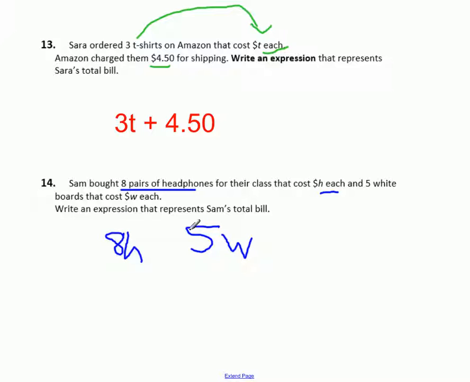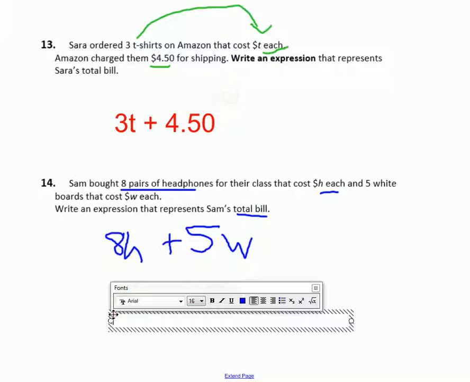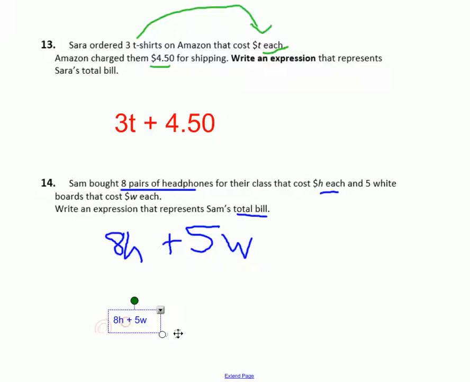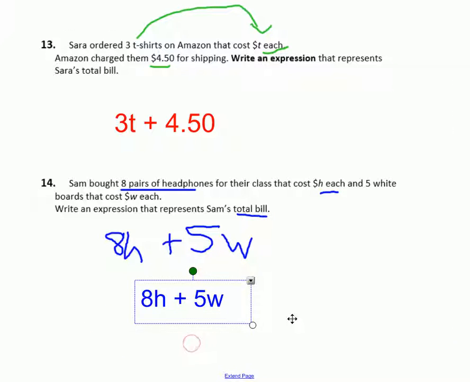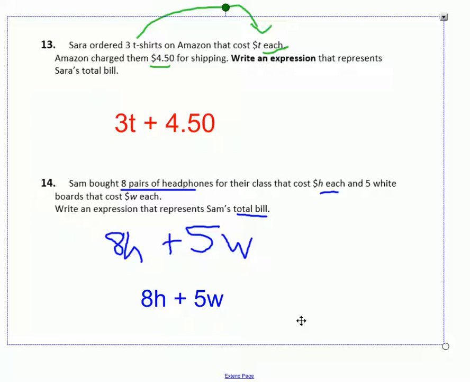And since they bought both of them, the headphones and the whiteboards, I obviously need to add those two together to find her total bill. I can't do anything with these two. I'm going to retype them just because I hate how they look right now. I can't do anything with these two because these two are not like terms. So that is my final answer, 8H plus 5W.